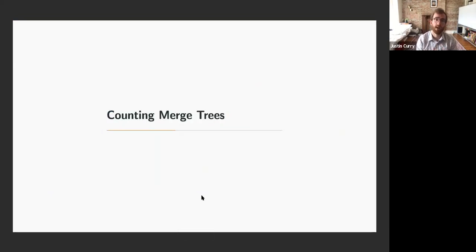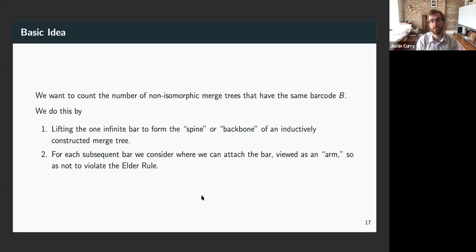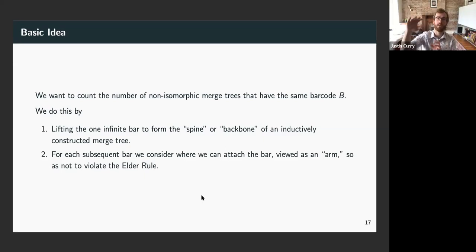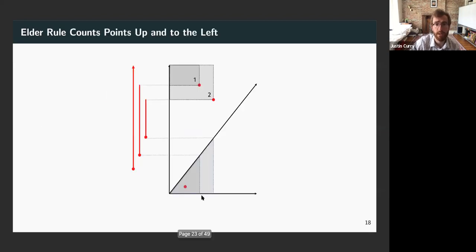So the first question that I considered back in 2016, 2017, which was how many merge trees give you the same barcode? And so there's actually a pretty easy way of reconstructing merge trees from barcodes where you have to keep track of all possible choices. So one is to take that long infinite bar and make that the sort of spine or backbone. And then proceeding by later death times or earlier death times, you want to take each bar in the barcode and then ask where can I attach it in the merge tree so as not to violate the Elder rule.